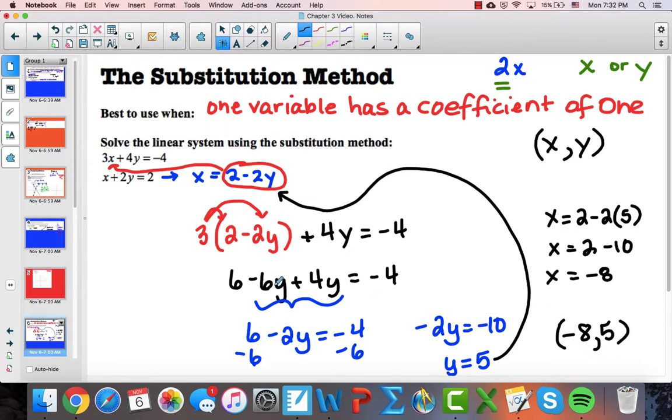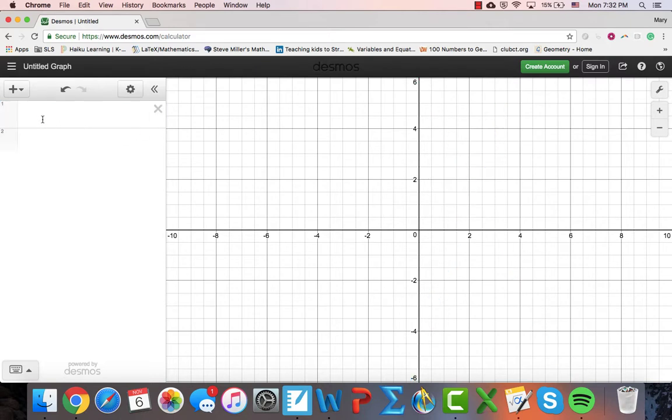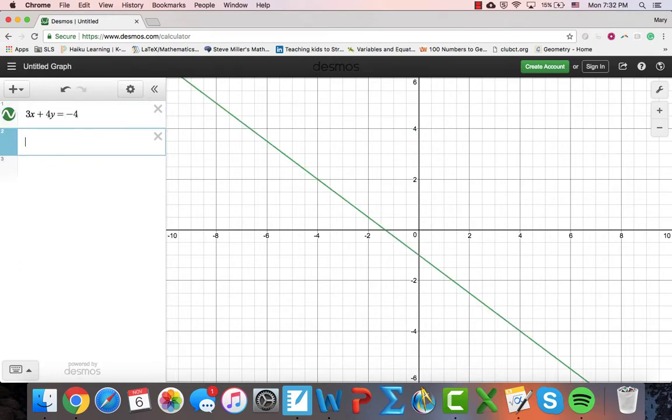Okay? All right, and could I check on Desmos? You absolutely can check on Desmos. You just plug in both equations and see if that works. So let's try it. I'm going to check myself. I'm going to put in 3x plus 4y equals negative 4. There's my first line in green, and x plus 2y equals 2. Okay, I look up there. Is this point right here negative 8, 5? And look at it. Beautiful, it is. So that's the point of intersection, and I know that I've done my work correctly.